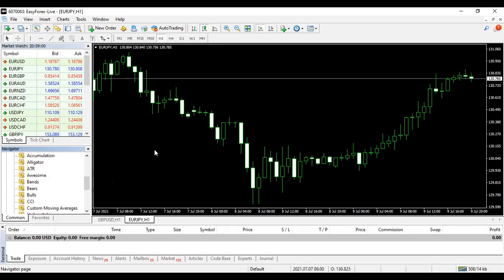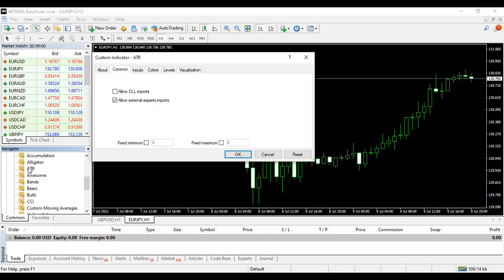If you want to bring an indicator on the chart, all you need to do is double click on that indicator. You double click on it, and it will appear like this. Some indicators, you need to allow this DLL import, so you need to tick it, but some you don't need it. All right.